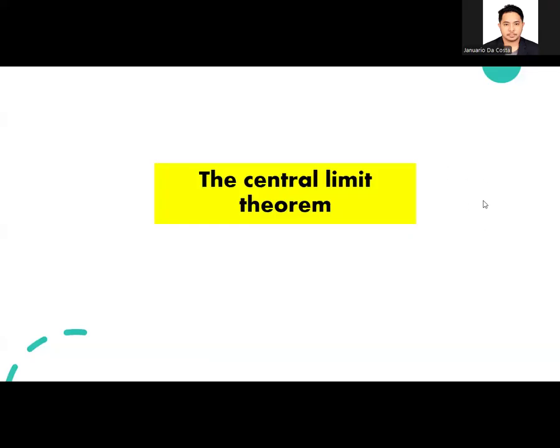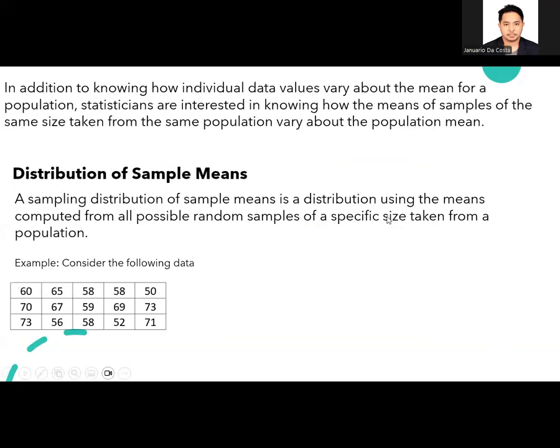So today we are going to learn about the central limit theorem. In addition to knowing how individual data varies about the mean for populations, statisticians are interested in knowing how the means of samples of the same size taken from the same population vary about the population mean.